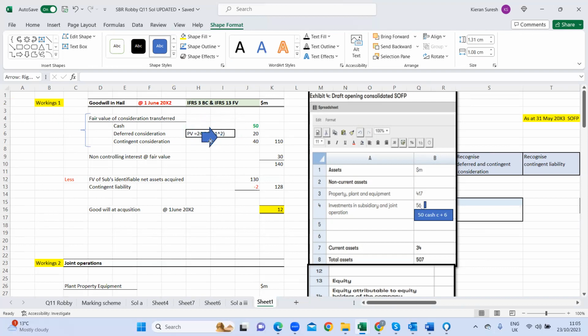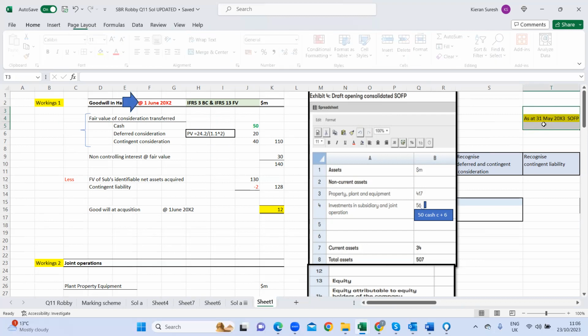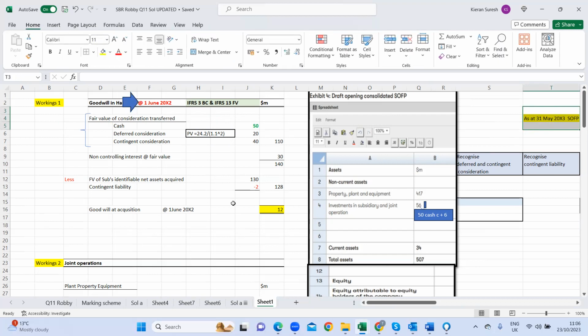So we discounted it by 2. And this was 2 years' time, as at 1st June 2012, right? We are preparing accounts for 2013, so this would end exactly 1 year later. Exactly at the end of 1 year, we expected to do this, right? Let's move on.